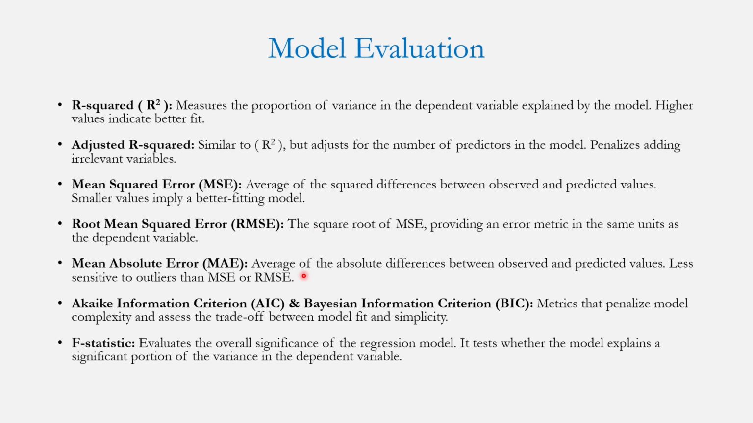And then another function that we have, which is not most commonly used in linear regression, is mostly used in time series. We have the Akaike information criterion and the Bayesian information criterion. This is just penalizing the model complexity and assessing the trade-off between model fit and simplicity. So it looks at how well the model is fitting and its simplicity. If you have more complexity, it penalizes you more. And we always want to strive to get models with lower values of AIC and BIC.